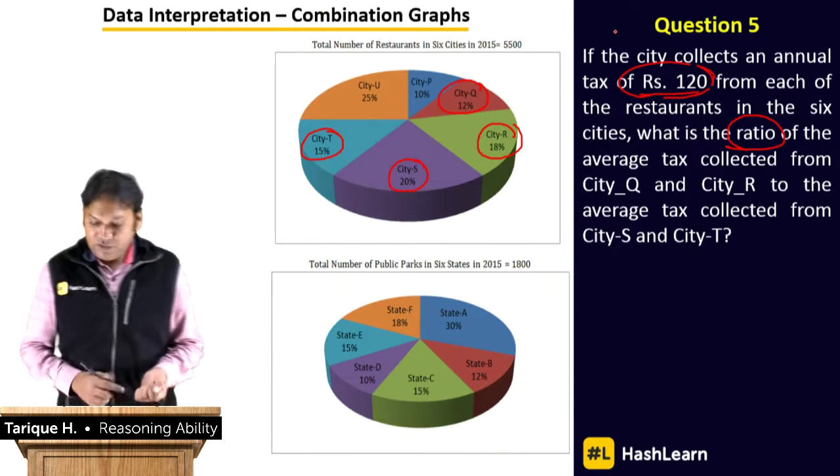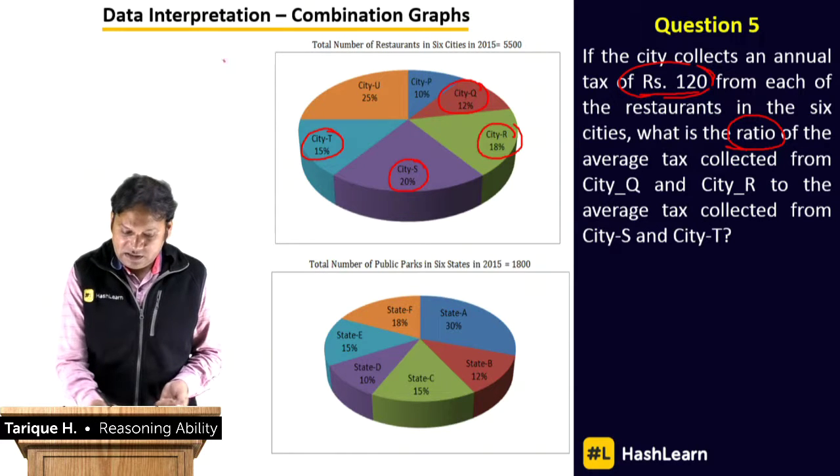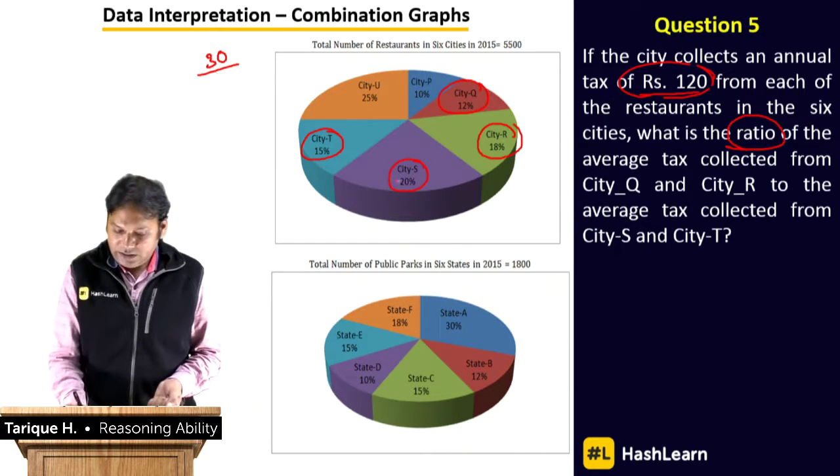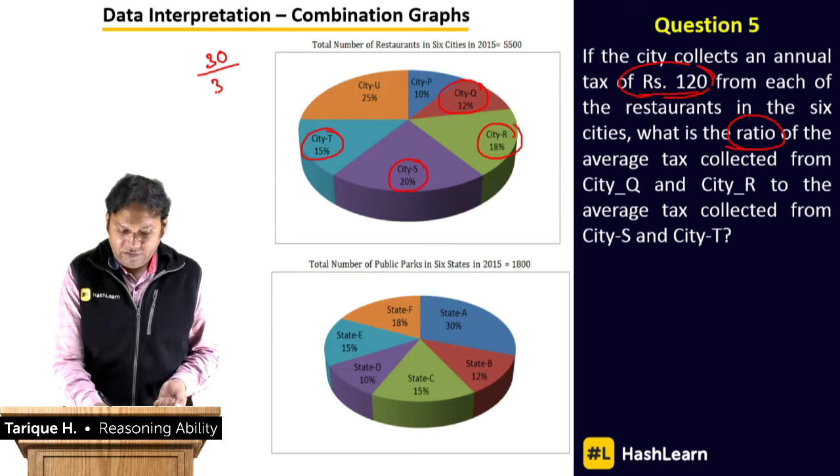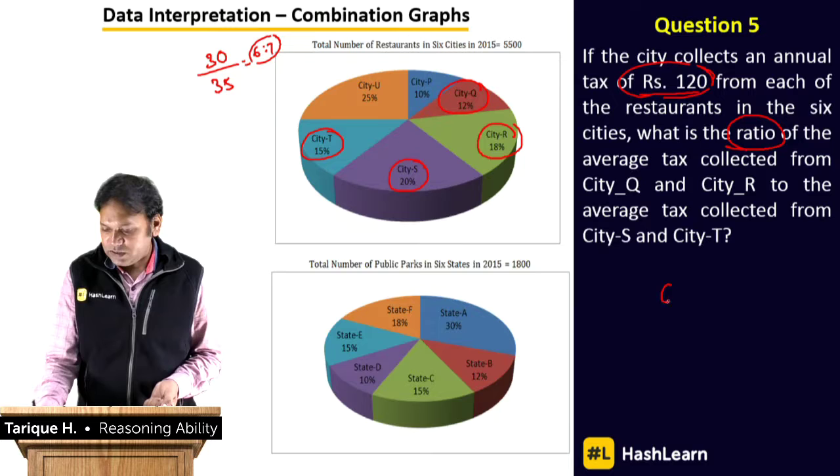What I just have to do is Q and R, 12 plus 18 is 30, and S and T, 20 plus 15 is 35. Just find this ratio, that's 6:7. So what is the answer of this question?